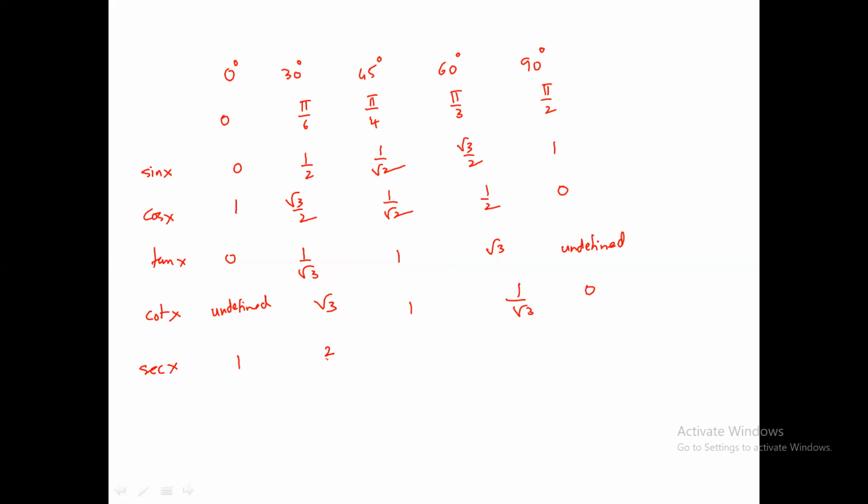Secant x: 1, 2 by root 3, root 2, 2, undefined. Then lastly, cosecant x: undefined, 2, root 2, 2 by root 3, and then 1. Learn these values by heart, and learn how to write the table. Then we will see the signs of the trigonometric functions, the next topic.